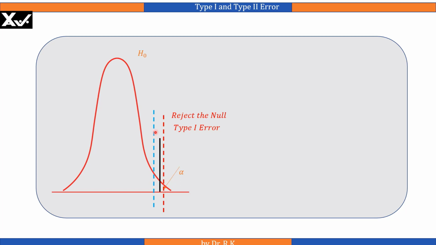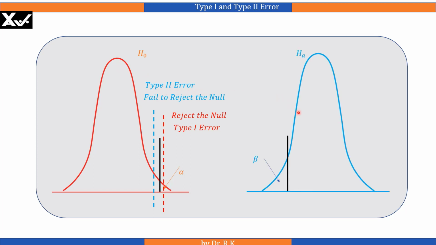And if the test value falls in this region, the P value is more than the alpha value, therefore we fail to reject the null. That means we accept the null, but the null hypothesis is not true. Therefore, we make type 2 error. We will see how to get this type 2 error. So this is alternate hypothesis distribution, and this is a beta region. And the probability of this test line falling in this region is beta. Therefore, type 2 error is beta.